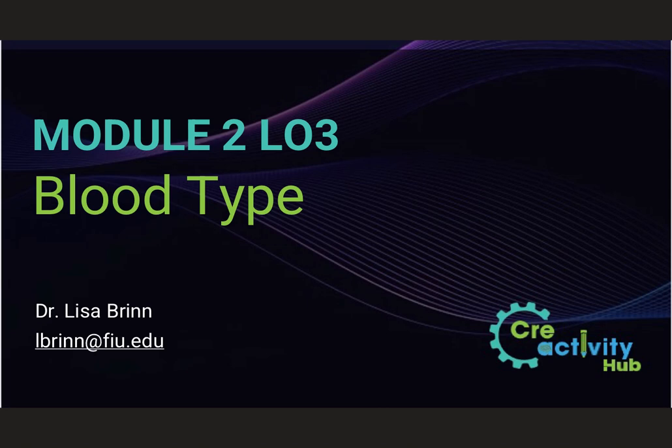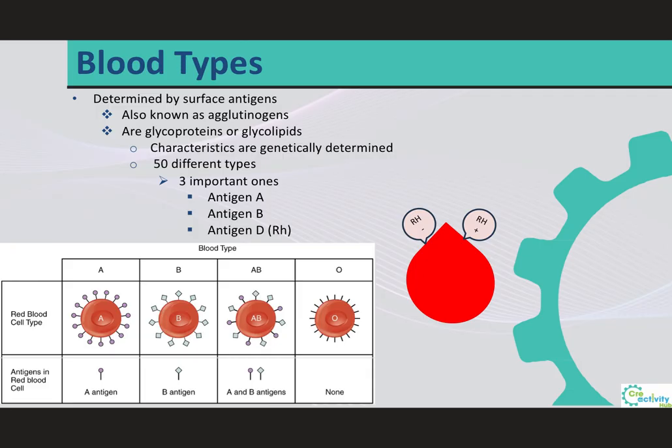Hi everyone, in learning outcome number 3 of module 2, we're going to be talking about the blood types. An individual's blood type is going to be determined by the presence or the absence of a specific component in the erythrocyte cell's membranes. A typical red blood cell membrane contains a number of what we call surface antigens, which can also be called agglutinogens, and these are going to be exposed to the plasma.